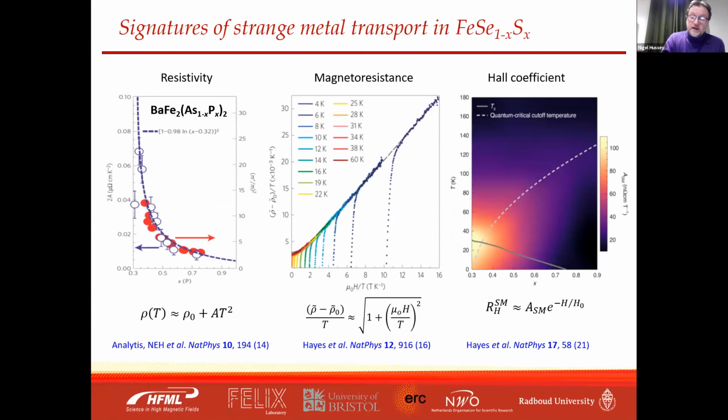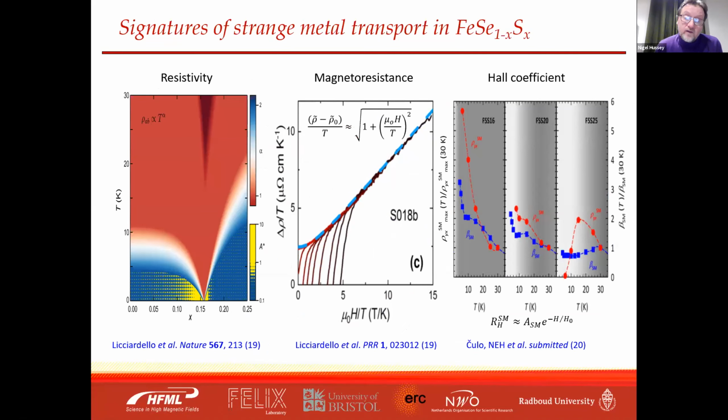So again, going back to the barium 122 material, it does seem that there are, again, very similar signatures of strange metallicity seen in the iron selenium material.